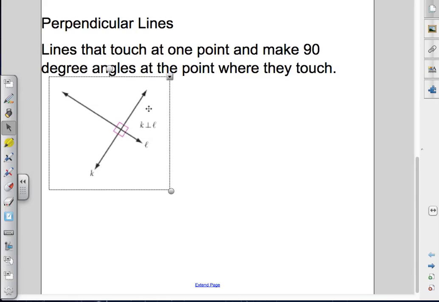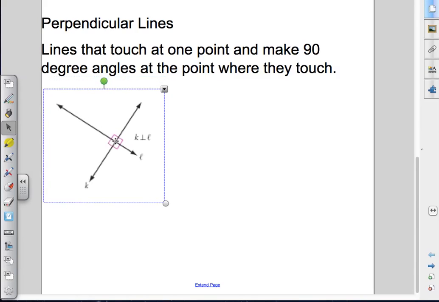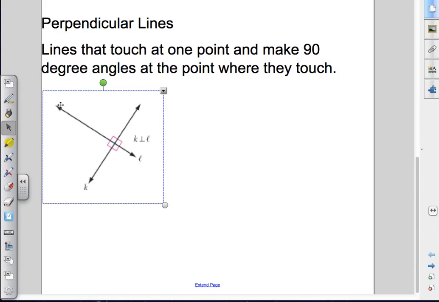Okay, here I have line K. Here I have line L. They touch at one point here, which doesn't happen to be named. We can name that point E if you like, right? They touch at one point and they make 90-degree angles. You see this little red mark here? Whenever you see that little red mark, that means that you have a 90-degree angle, also known as a right angle.